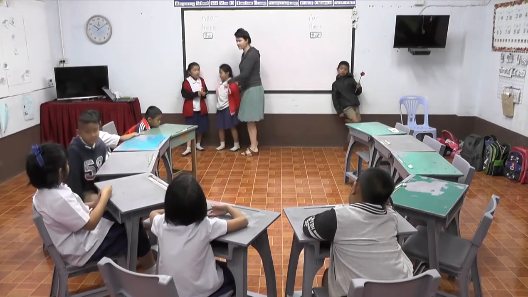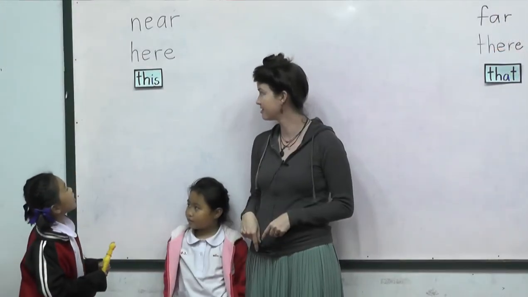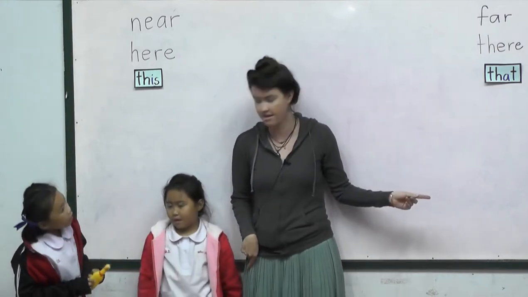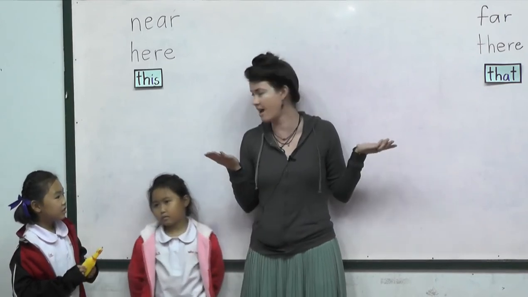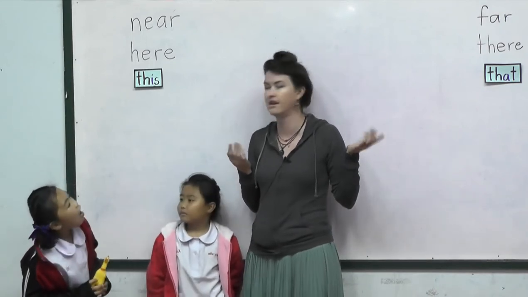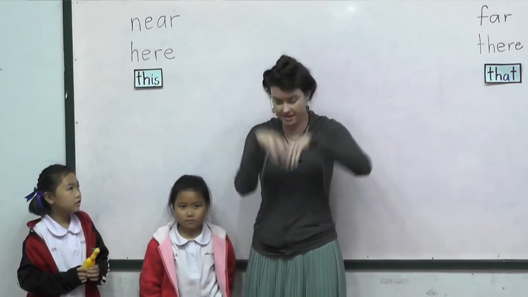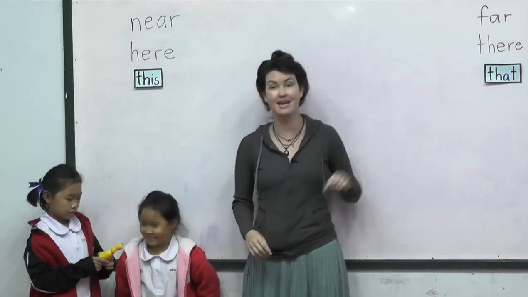Good, now let's move Pen over here. What's she going to say now? This chicken. Why is she saying this chicken? It's near. Now she moved, she's near. And what about over there? That flower. Why do we say that flower? Because it's far. Very nice job, friends. When things are close, we say this. When they're far, we say that.